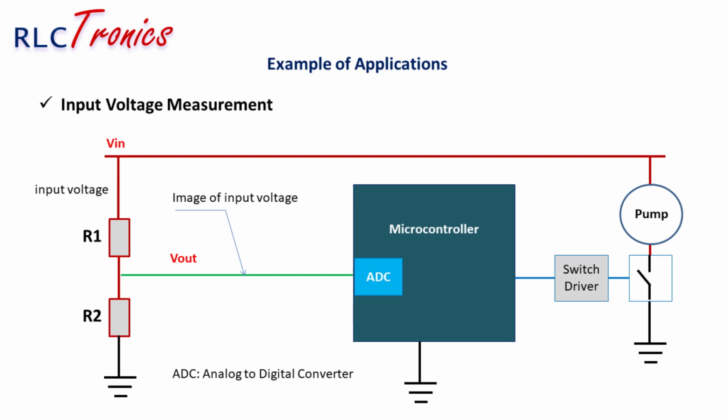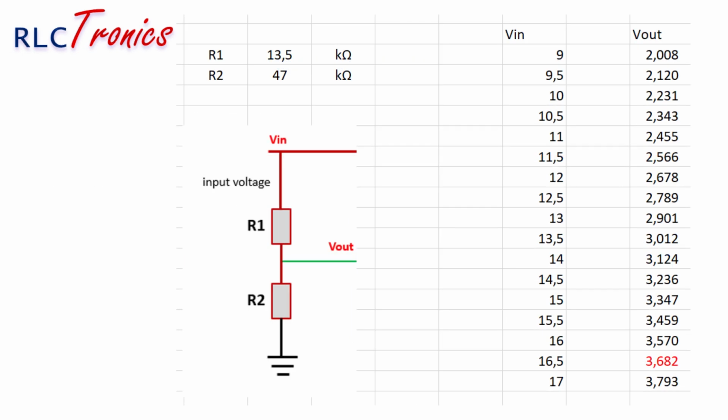Let's make some simple calculations. Let's consider 13.5 kilo ohm for R1 and 47 kilo ohm for R2. Here we calculated the output voltage sensed by the microcontroller between 9 volts and 17 volts to know the threshold that will be used in the software to cut the power on the pump. In this case, it is 3.68 volts, which corresponds to 16.5 volts of input voltage.